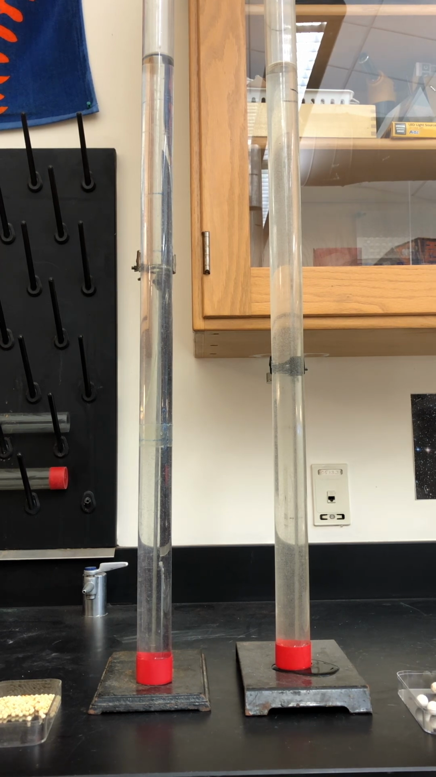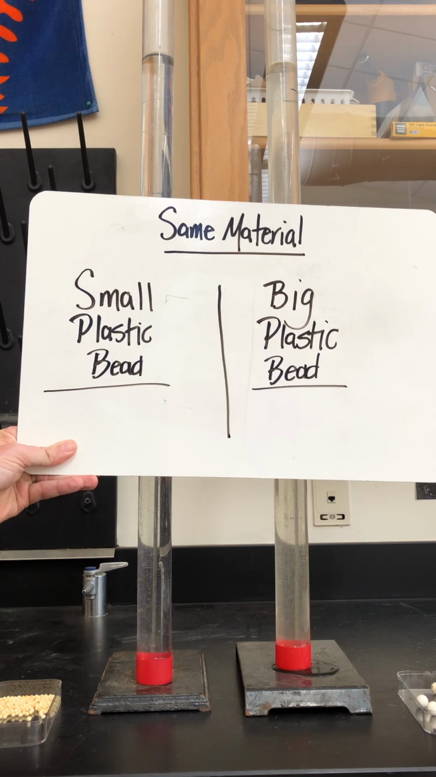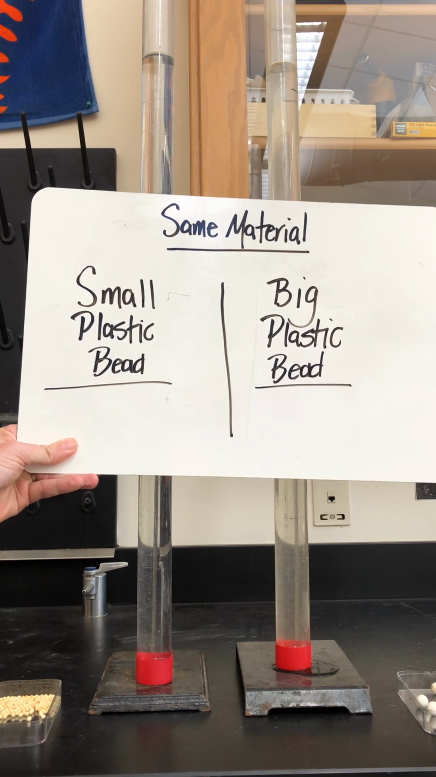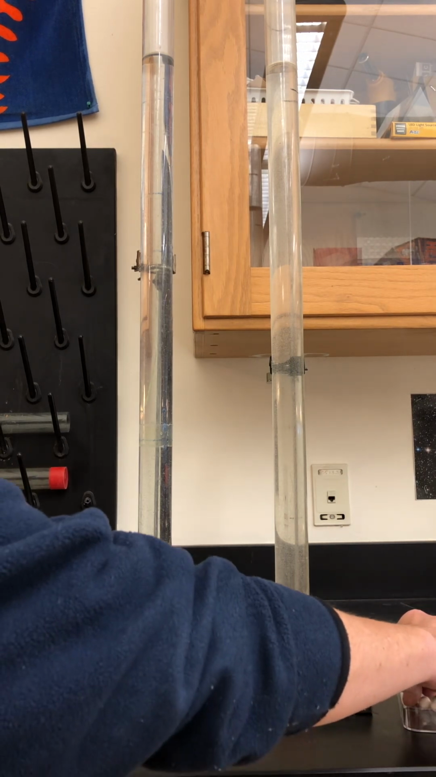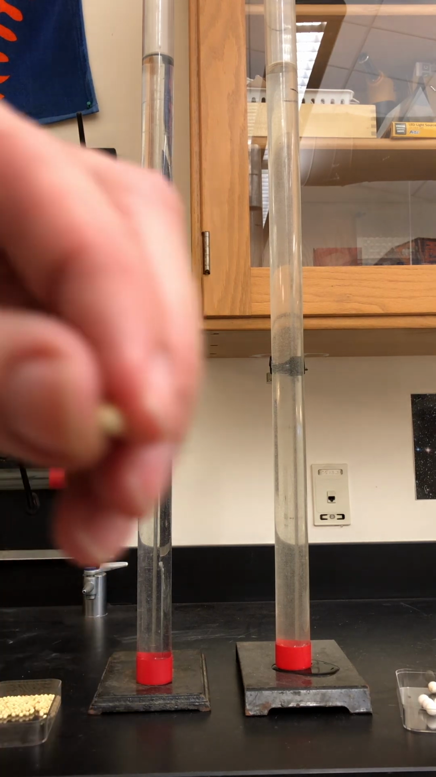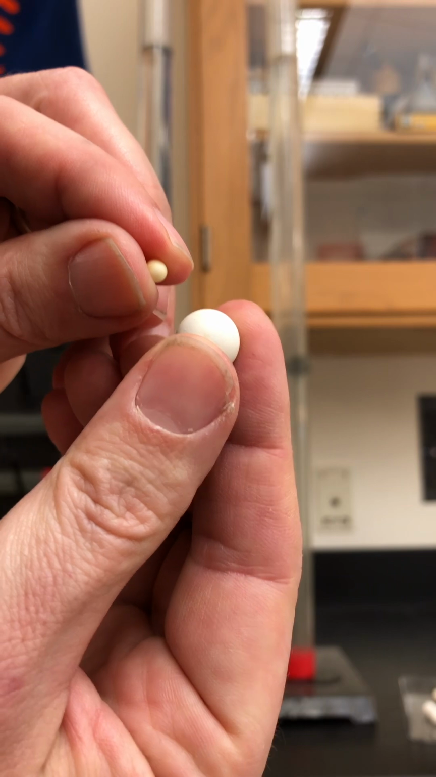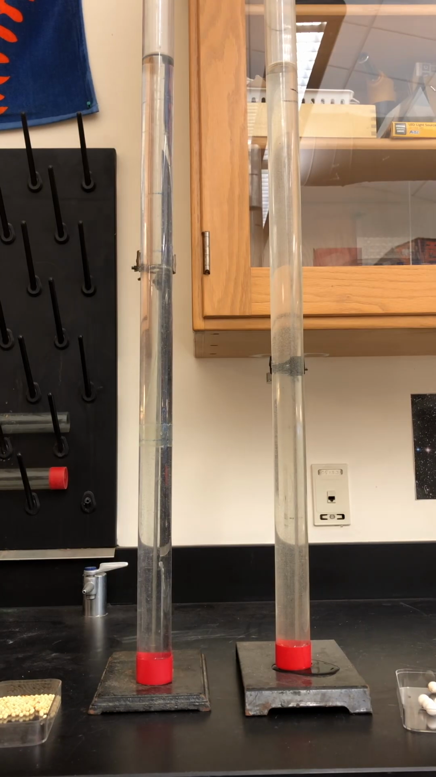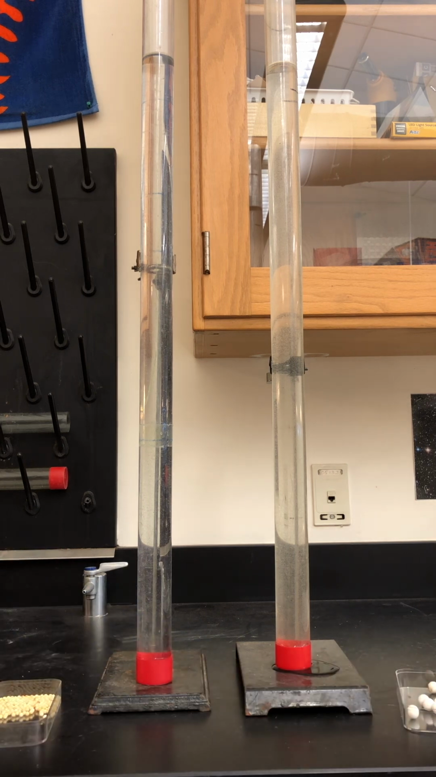So the first example that I have is going to be the same material, but just different sizes. I have a small bead and I have a big bead, and they're both made of plastic. Let me show you just a quick demonstration about sheer sizes between them. So there's the little bead, there's the big bead. So I think just by looking at the sheer size, I think you'll have an understanding about which one's going to deposit the fastest. But I want to show you exactly how this is going to go.